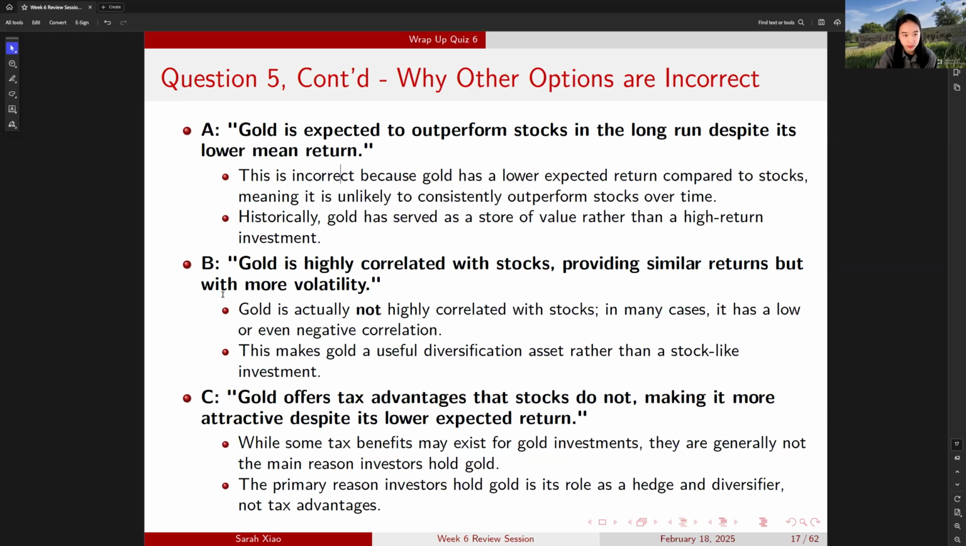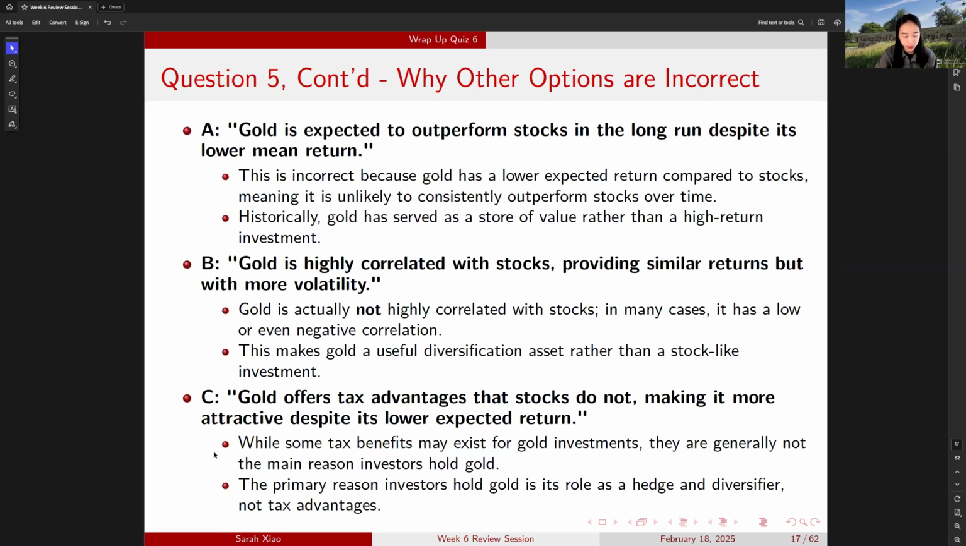And for option B, we know that gold is actually not highly correlated with stocks. In many cases, it has a low or even negative correlation with stocks. So this makes gold a useful diversification asset rather than a stock-like investment. So it is great to put gold into our portfolio.